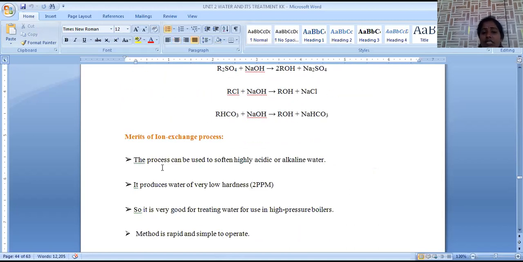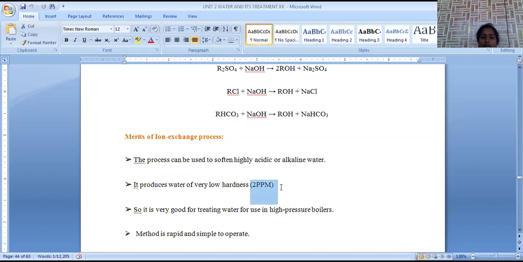Now let us see the advantages or merits of the ion exchange process. The ion exchange process can be applied for highly acidic and alkaline solutions. Even though pH is too low or too high, it can be operated without any difficulty. And after softening, the residual ppm of the water is almost negligible. Water is fresh enough for high scale steam generation process. It is very good for treating water for high pressure boilers.